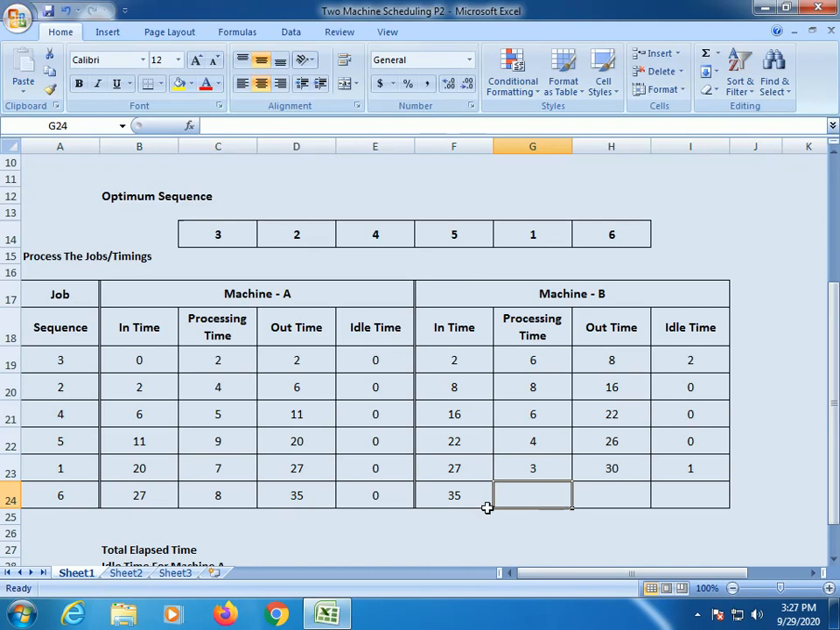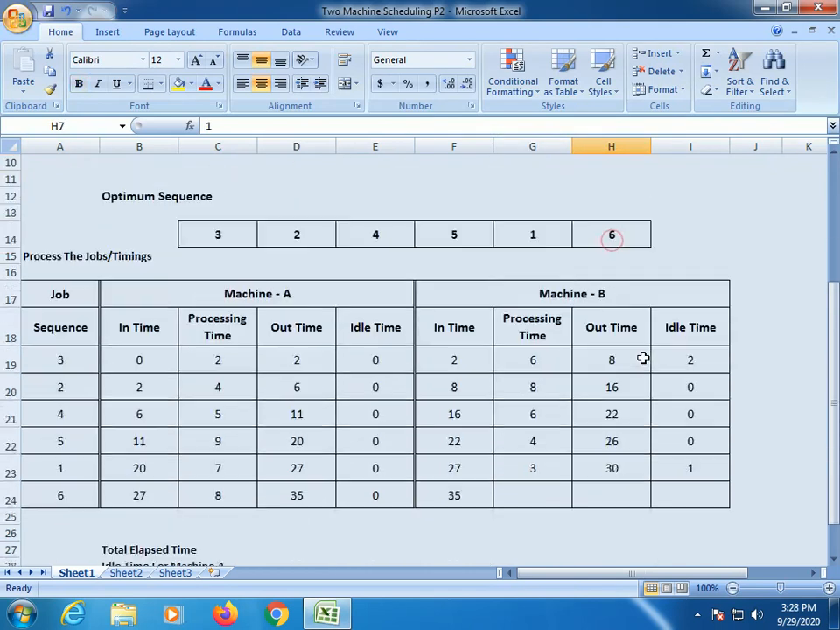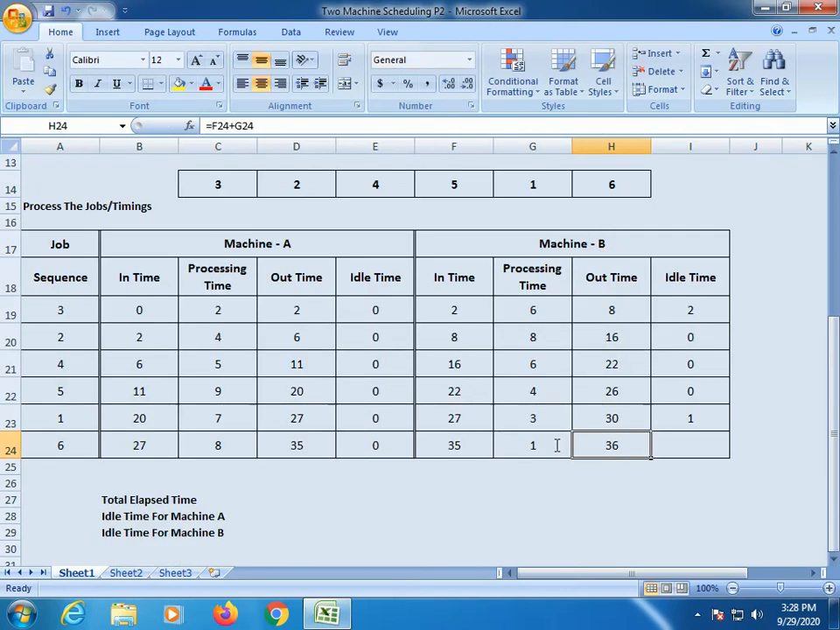And what about the processing time of job 6? Job 6 processing time is 1 hour. So at 36 hour we can complete the 6th job on machine B. That means at 36 hour we can complete all the jobs completely on machine A and machine B.